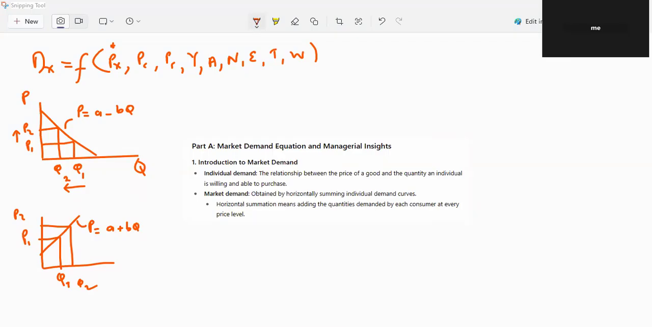So what are some of the factors that affect supply?